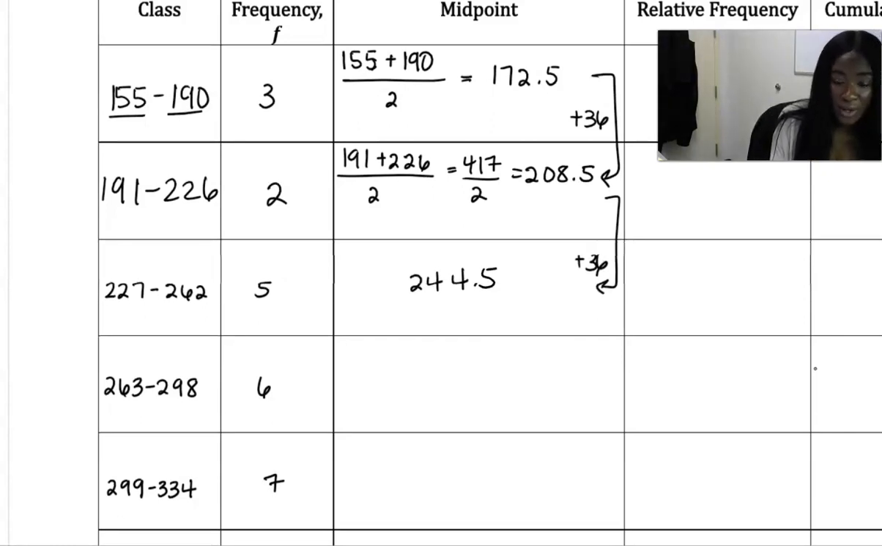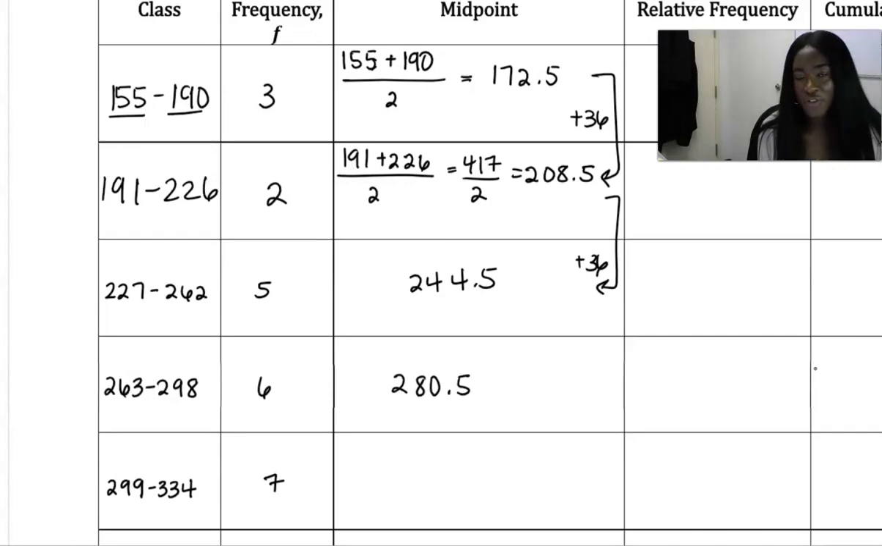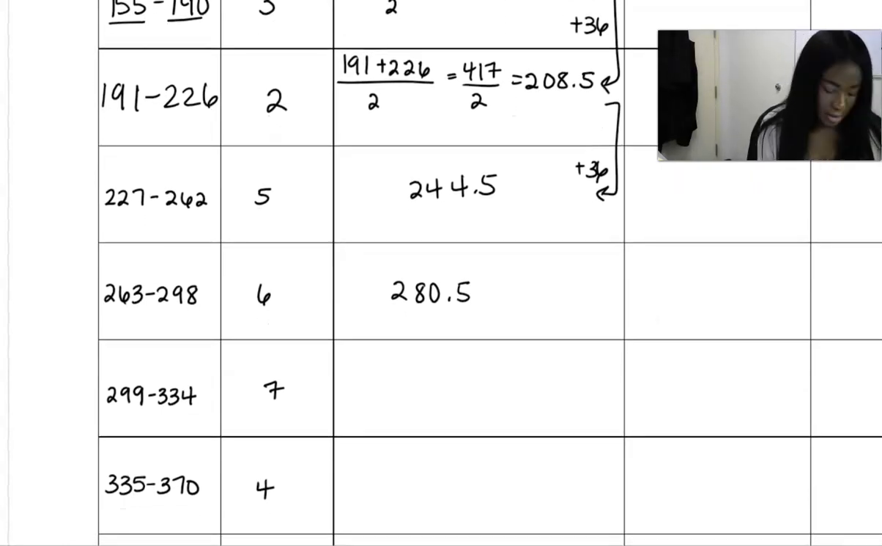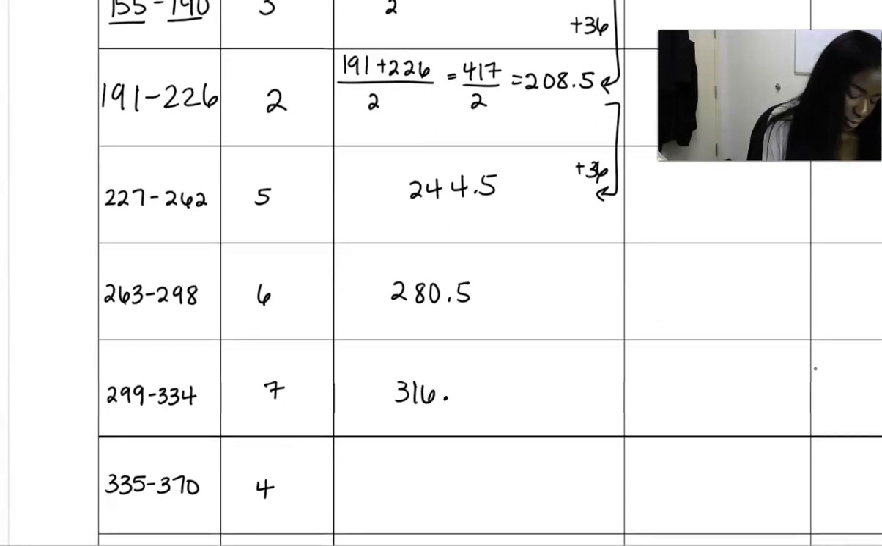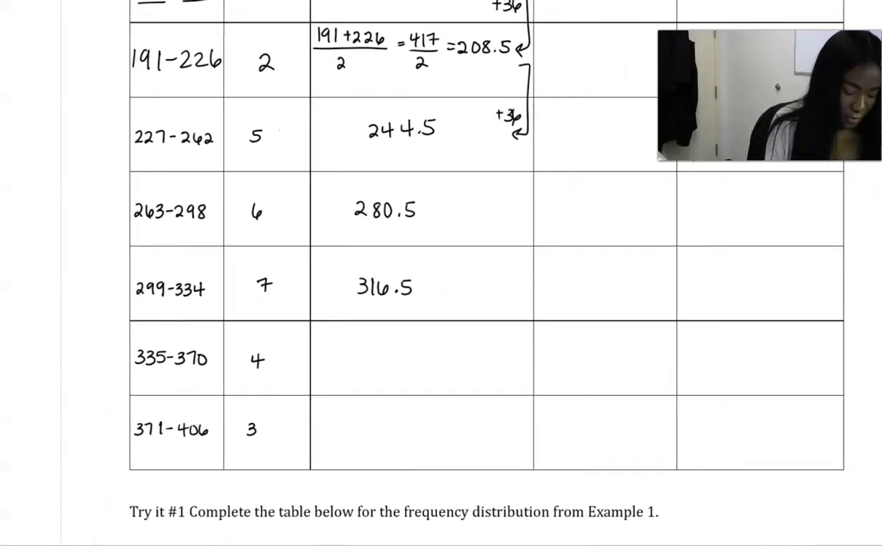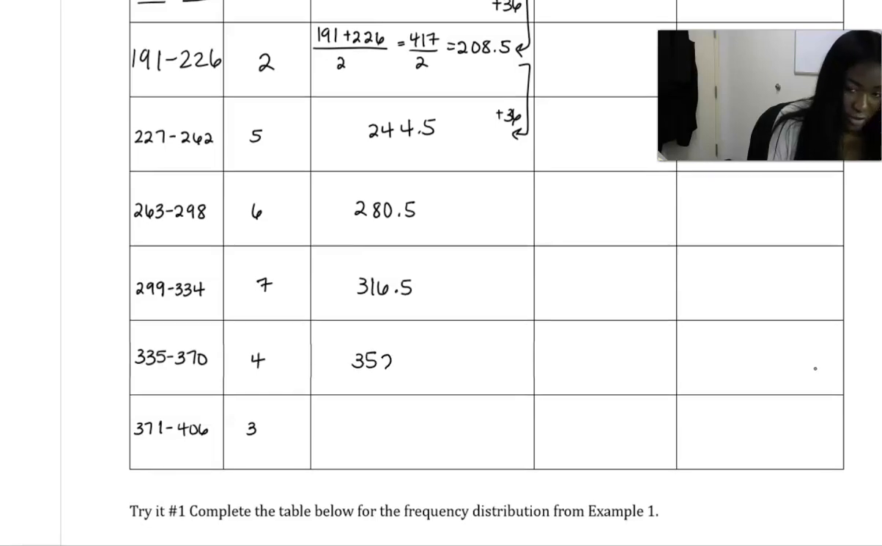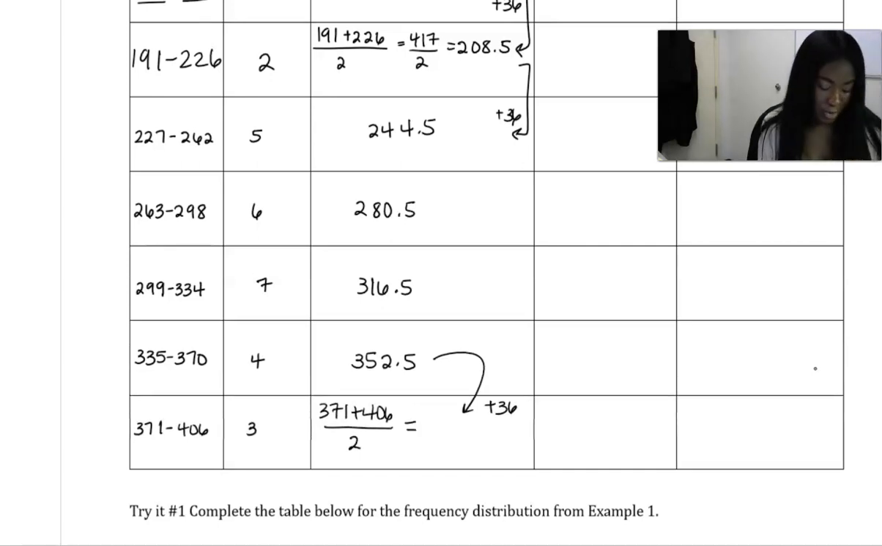Or you can just continue to average the lower class limit and the upper class limit and build them out like this. But you should get these numbers for the rest of these class limits. So please check these either by actually doing the 371 plus the 406 and dividing that by 2, or by taking the previous class limit and adding 36. Either one of those will work.